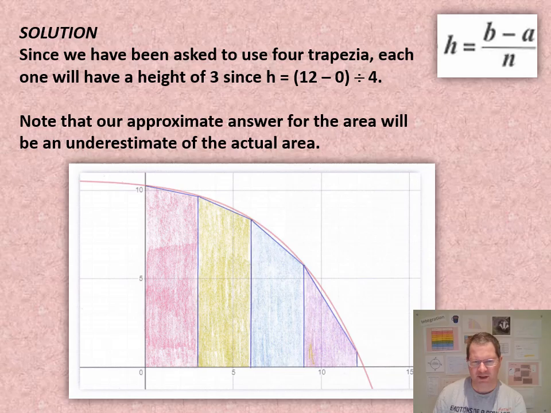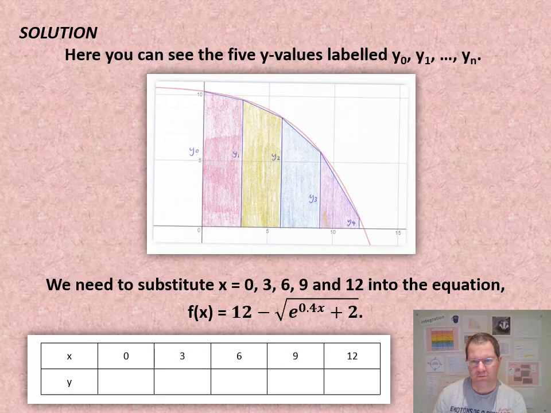Since we're going between x is 0 and x is 12, and 12 minus 0 divided by 4 using the formula is 3. And as you can see, I've taken the liberty of actually drawing the 4 trapezia and colouring them in different colours. And as you can probably appreciate, our approximate answer for the area will be an underestimate of the actual area because there are gaps above our trapezia between the trapezia and the curve.